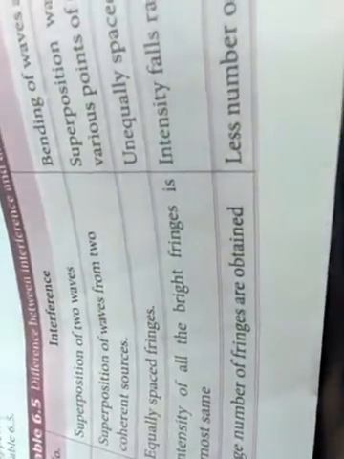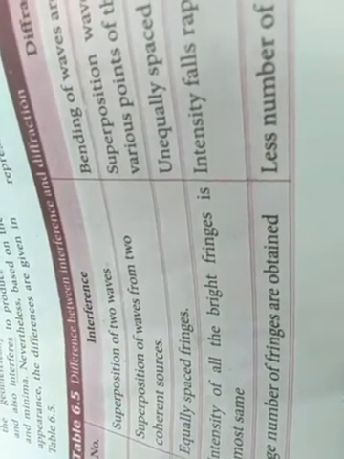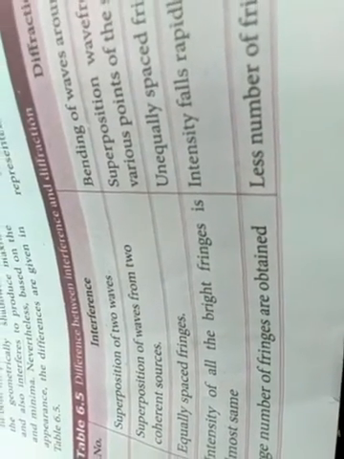Next point: interference is the superposition of waves from two coherent sources. Wavefront: if you throw a stone into water, it creates waves. The source creates wavelets, and the tangent joining the wavelets creates the wavefront. Again the wavelet and wavefront, like this you are creating it.